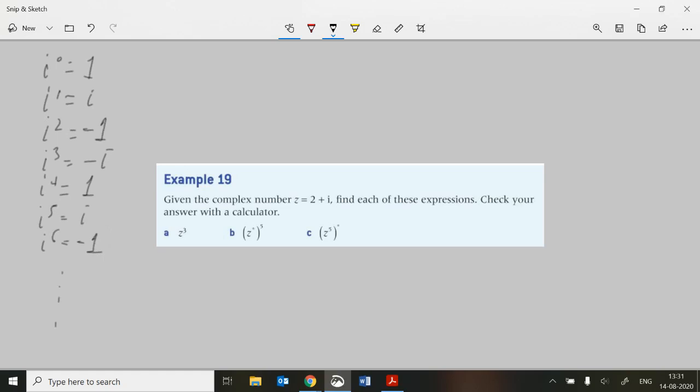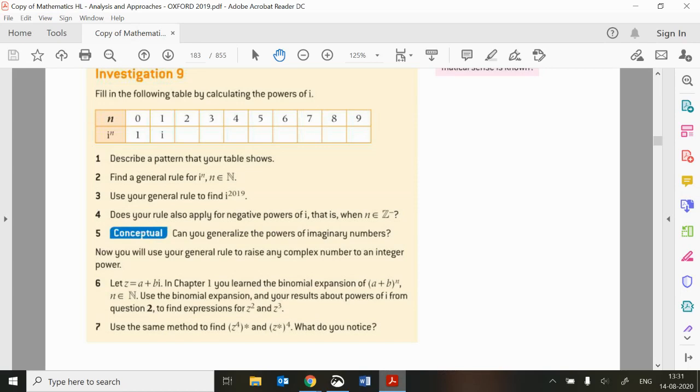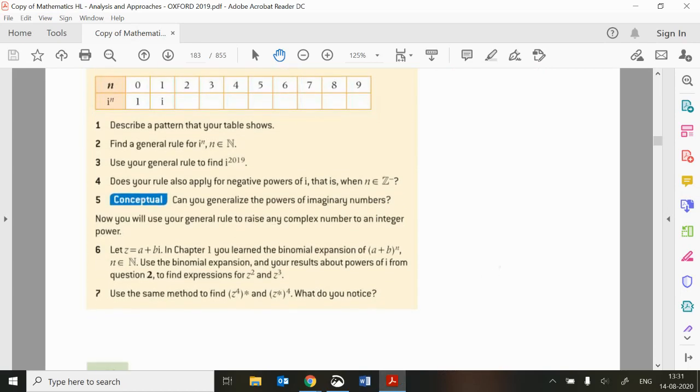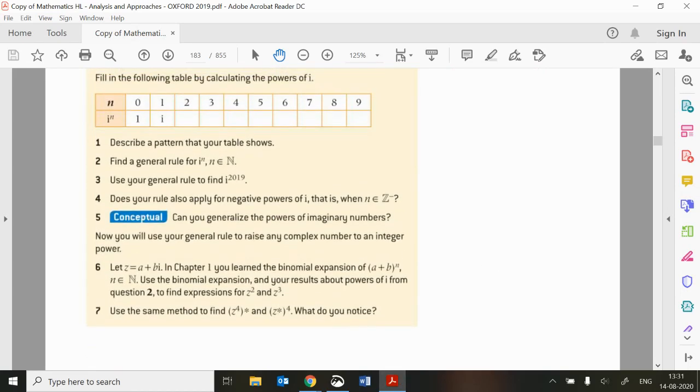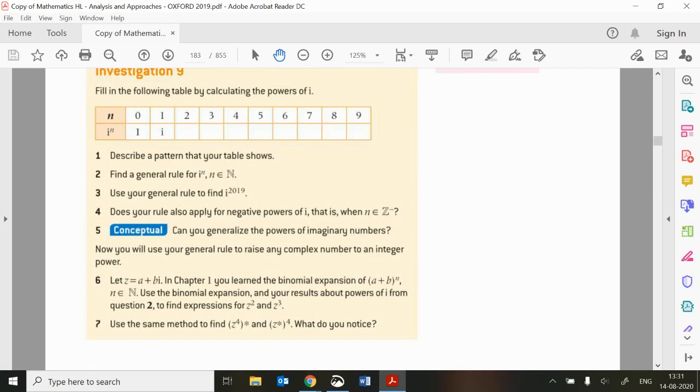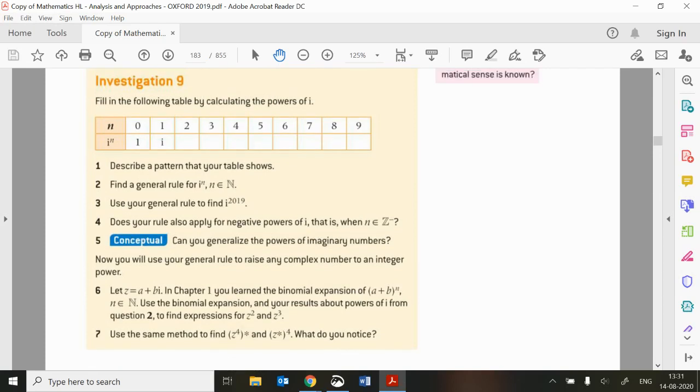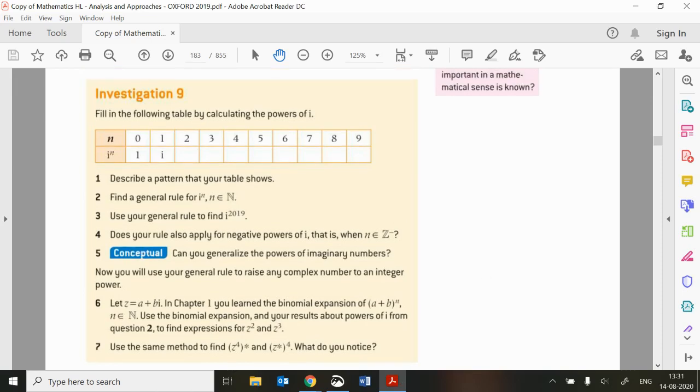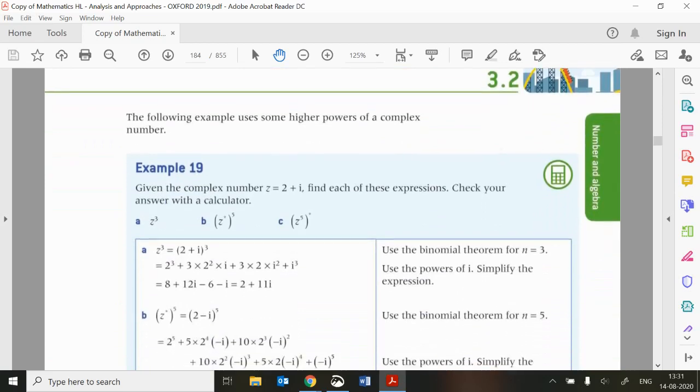So you should be aware of that pattern. Of course, you can get them out using your calculator, but you should be able to develop that pretty swiftly. They don't give you a little rule or anything. They do mention that we're talking about z to the 4 conjugate and conjugate of z to the power of 4, and what do you notice? So the investigation is nice, but we'll see that through the next question as well.